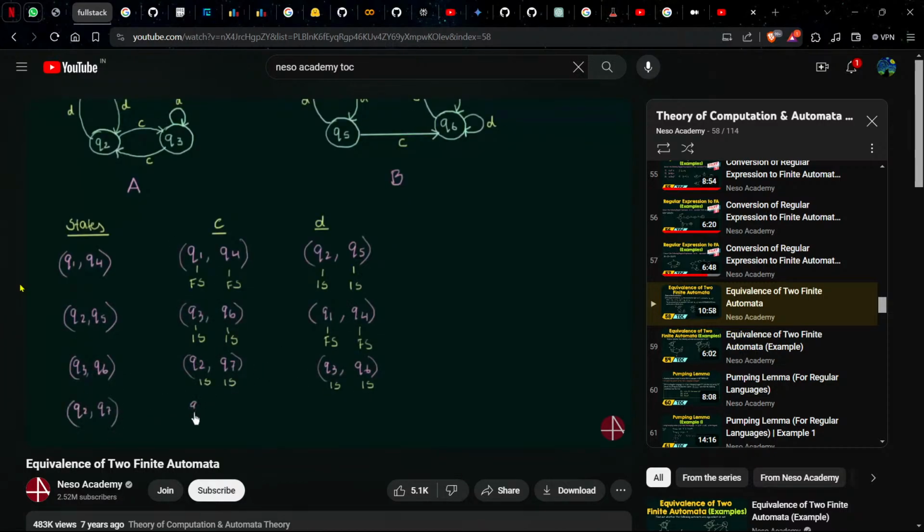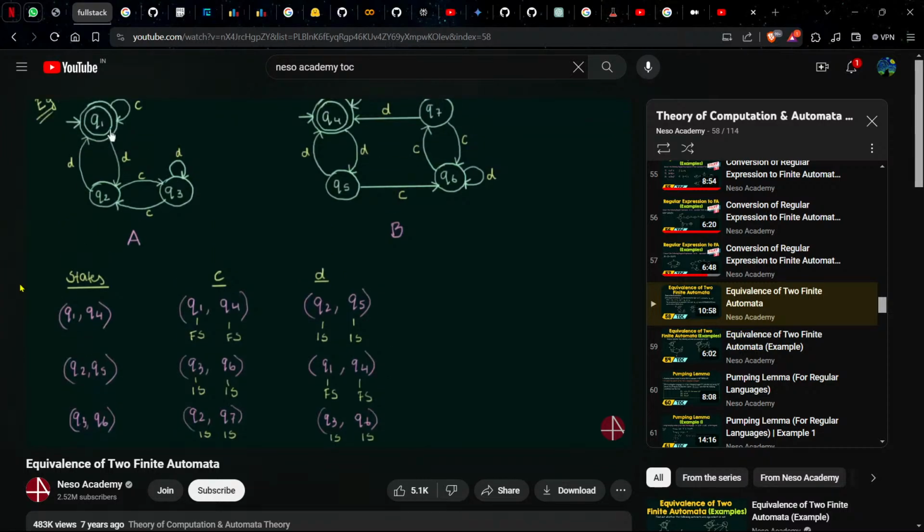To check this pair, we see that Q2 on input C goes to Q3, and Q7 on input C goes to Q6. Q3 is an intermediate state, and Q6 is also an intermediate state. Then on input D, where do they go? They go to Q1 and Q4. If you check our diagram, Q1 and Q4 are both final states.